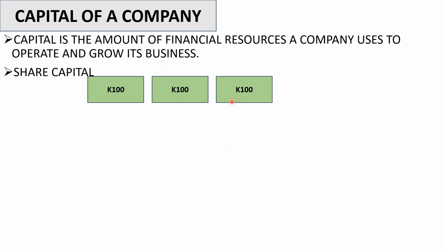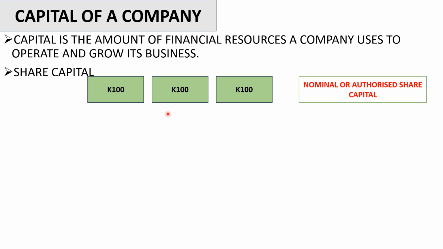Then there is also a figure that they need. That one is going to be issued to shareholders so that shareholders can buy those shares and of course start benefiting by getting dividends. So this capital, the whole of it, that the promoters come up with is called nominal or authorized share capital. Nominal or authorized share capital. This is the total block figure that the promoters come up with. Now only the 200 is going to be issued to the shareholders.